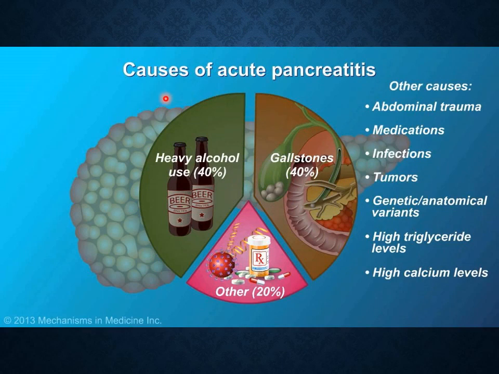This is a pictorial summary of the causes of acute pancreatitis. Heavy alcohol abuse and gallstones are the two most common causes. In fact, in our country, gallstone is far more common than alcohol, and 20% are other causes. The other causes include abdominal trauma, certain medications, infections, especially viral, tumors, genetic or anatomical variants, high cholesterol or triglyceride levels, and high calcium levels.